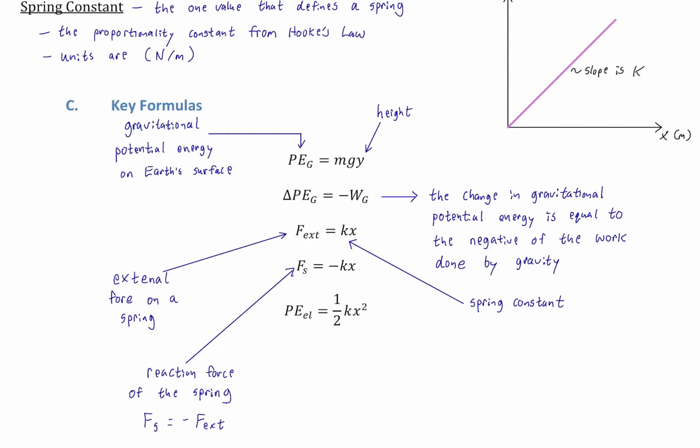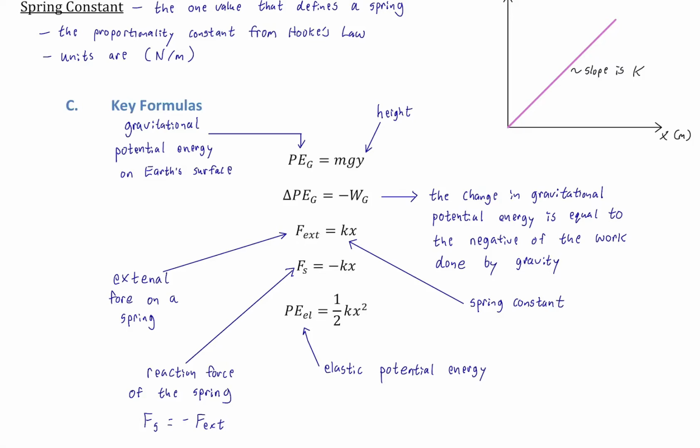And then finally, we have elastic potential energy. All right? So elastic potential energy is 1/2 kx squared. K is the spring constant. X is just the change in length of the spring. This is how much energy is stored in a stretched or compressed spring.